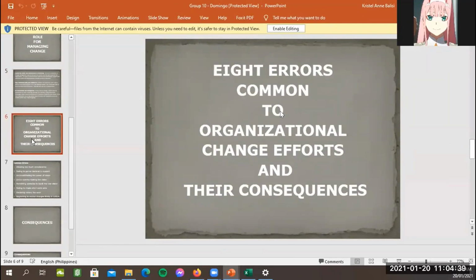Eight errors common to wait. Nag-connecting daw po si Tanosa. Wait lang po.